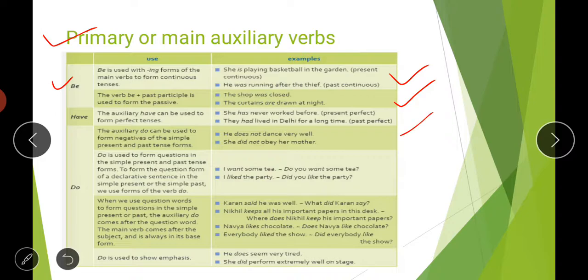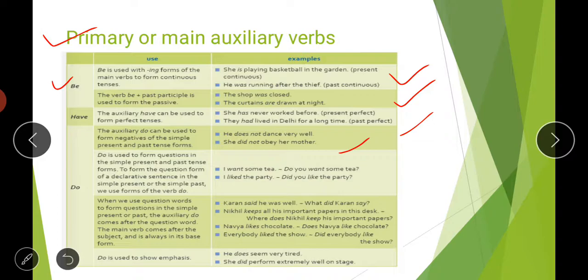Then a second use: the auxiliary verb do can be used to form negatives of the simple present and past tense forms. For example, he does not dance very well, she did not obey her mother. So like this. Then the first use of do was to make negatives: do not, does not, did not, any of these forms.